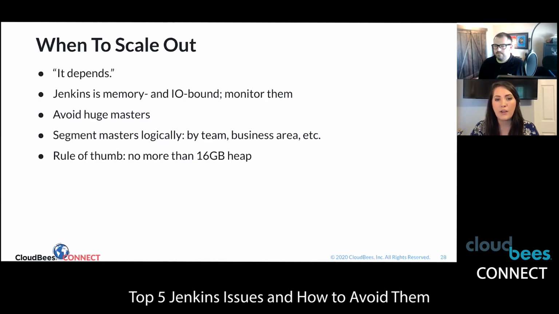Jenkins is memory and I/O bound. This means that you're able to monitor how the system is doing. We highly recommend that you set this up. That gives you a really good idea of when it's time to scale. And you want to avoid huge masters. If you have thousands of jobs, it's time to split up your masters into multiple masters. When splitting up your masters, you want to make sure you're segmenting them logically. A lot of our customers do this by teams, and we actually do recommend one team per master. The only thing that doesn't really depend is that you cannot use more than 16 gig heap.